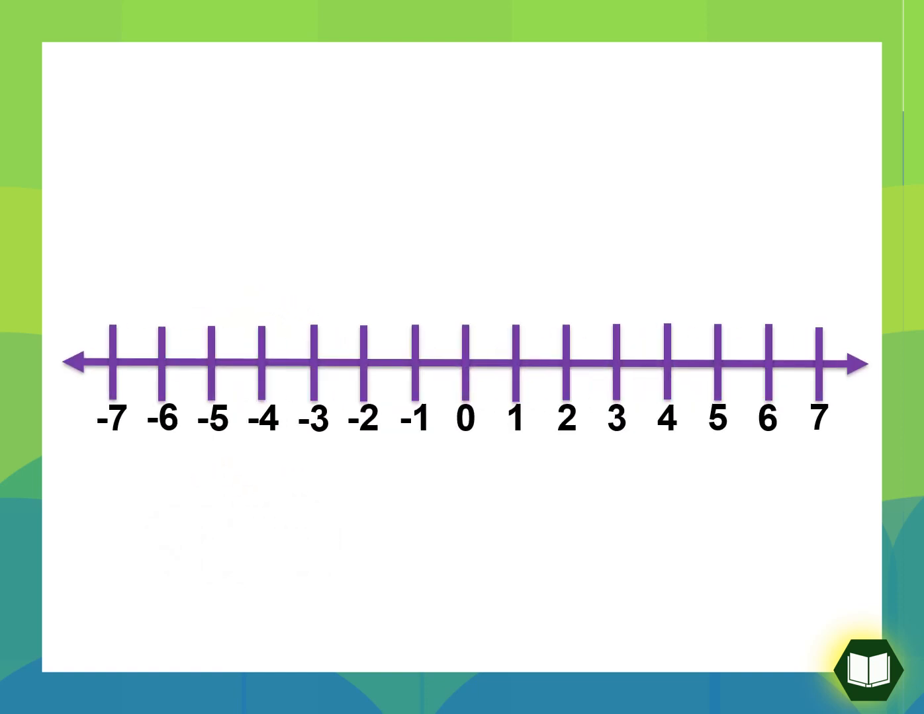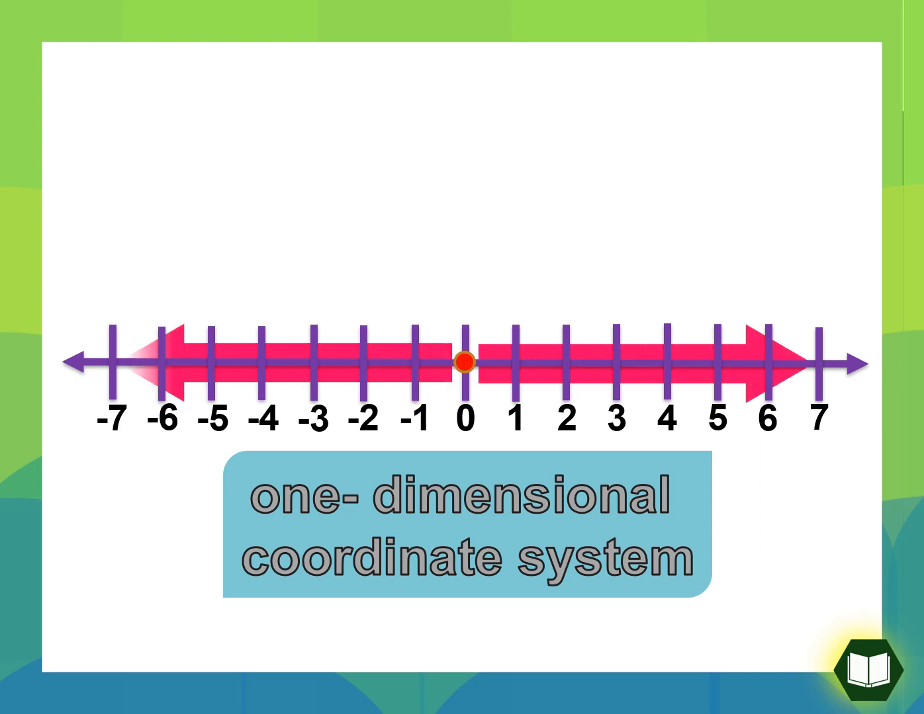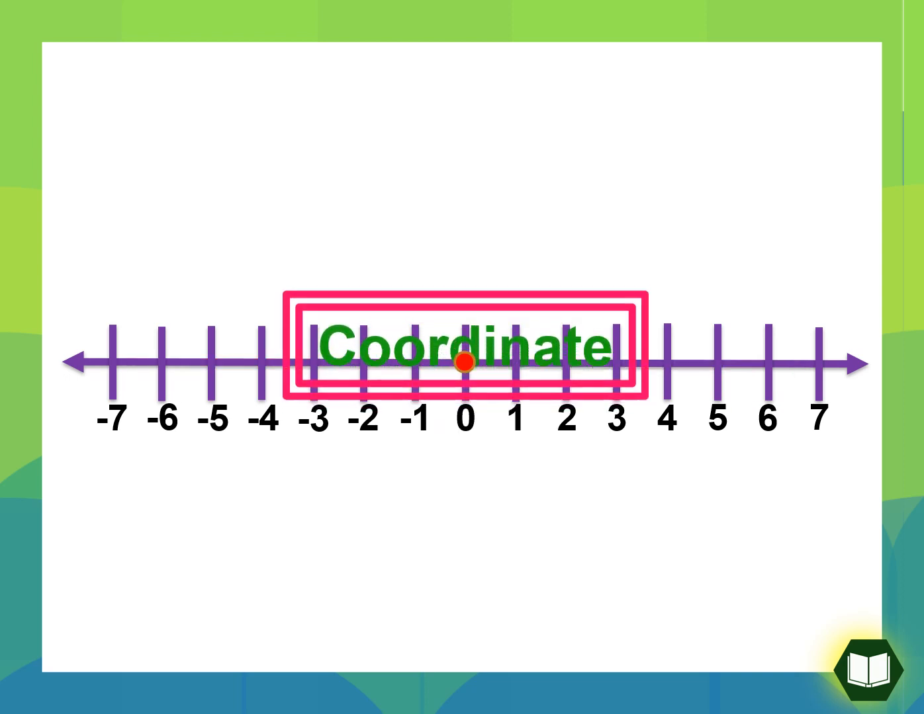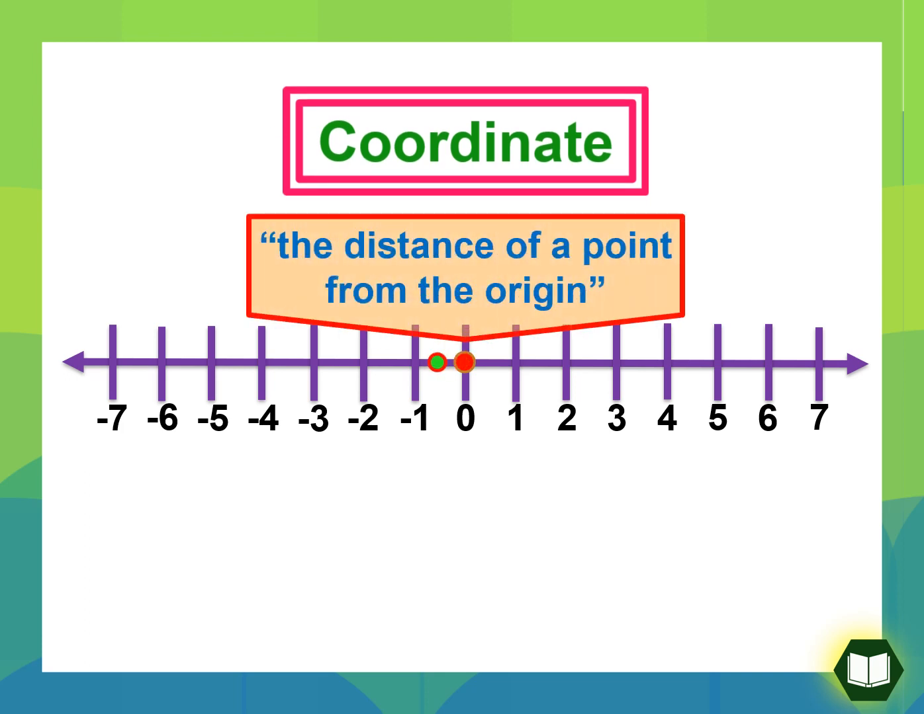You are now familiar with the number line. We determine the location of a point or its distance from the origin using a single number line. This number line is called a one-dimensional coordinate system since we can only move either to the right or to the left on the line, but not up or down. The word coordinate in this one-dimensional system basically means the distance of a point from the origin.